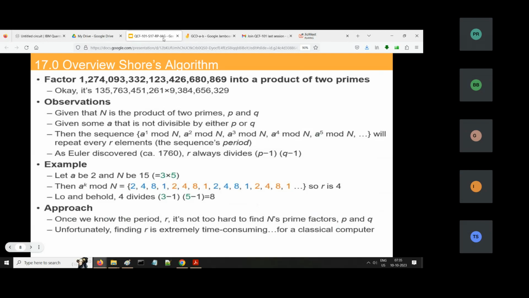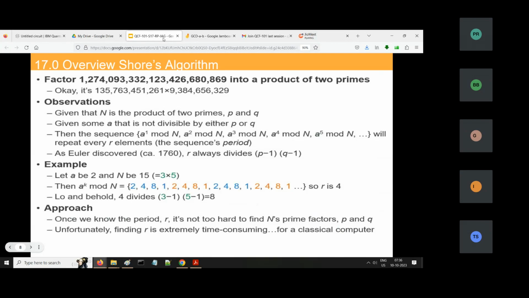What we are doing here is an overview of Shor's algorithm. We have a number which is huge, in the billions, a 22 digit number. If we have to factorize a 22 digit number, it will approximately split into 12 digits and 10 digits, right? So if you have a 22 digit number, it splits into a 12 digit and a 10 digit number.